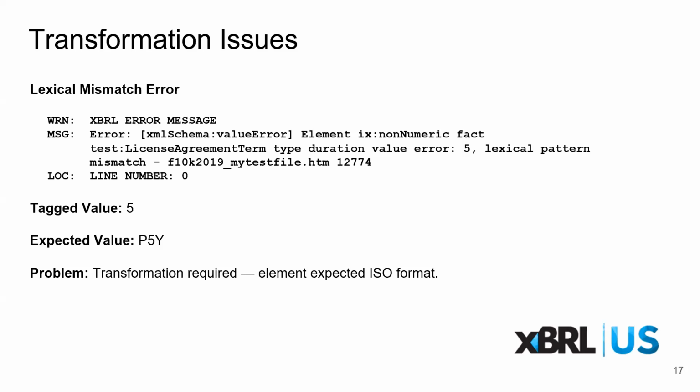But the best way to go for it is to look at what is the particular element name, and then what is the thing that's expecting. Exactly. On this one, I was using the test custom element license agreement term, so I could just search my document for that element and find it that way a lot faster than scanning through the document. So it tells you what element is having the problem, so you can actually go ahead and find that.